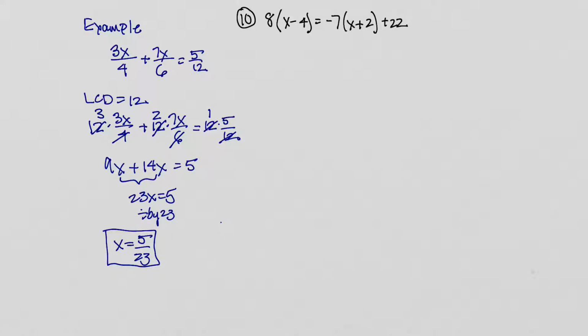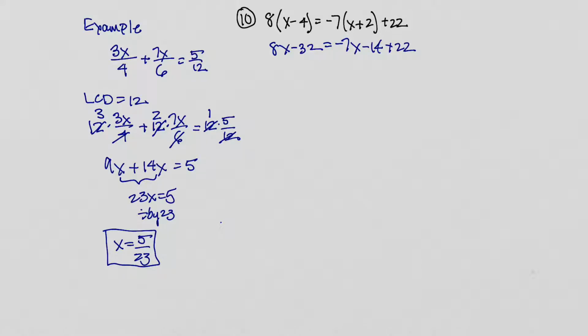Let's give this number 10 a try, and we'll start this by distributing the 8 and the negative 7. So let's do that. Here's what we're going to get here. We're going to get 8x minus 32, right? Do you agree? 8x. Positive 8 times negative 4 is negative 32. Then negative 7x minus 14, right? Negative 7 times x is negative 7x. Negative 7 times 2 is negative 14, plus 22.